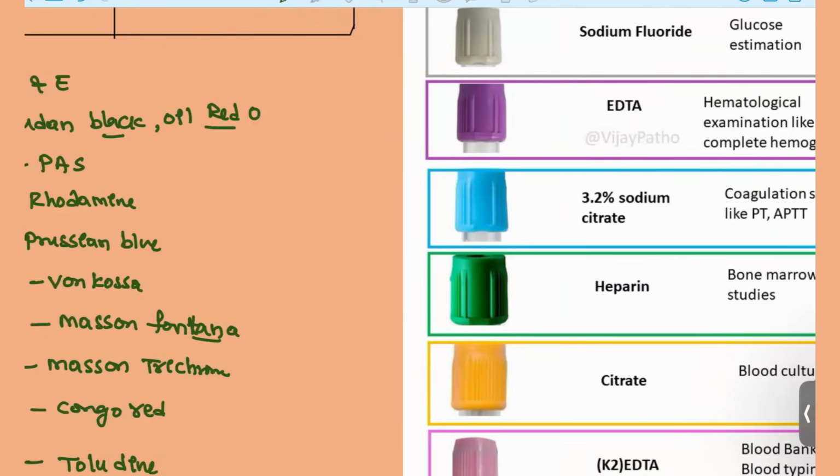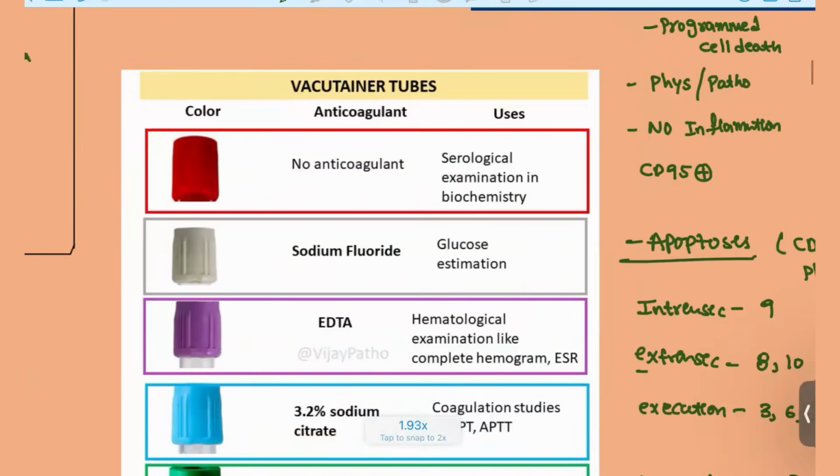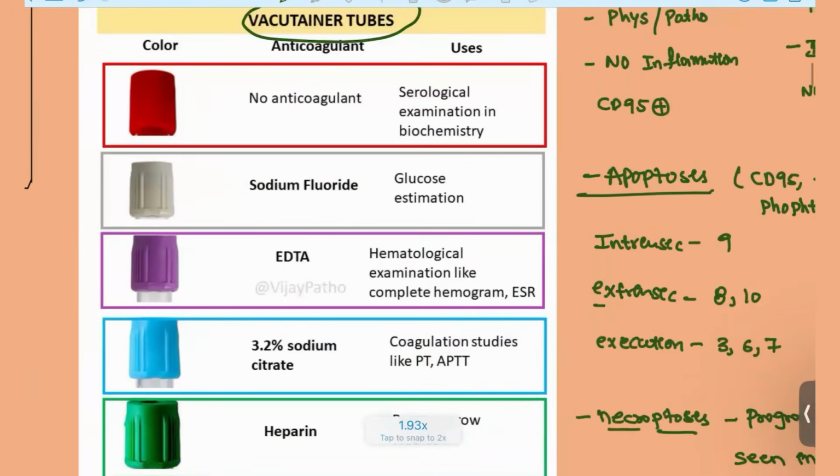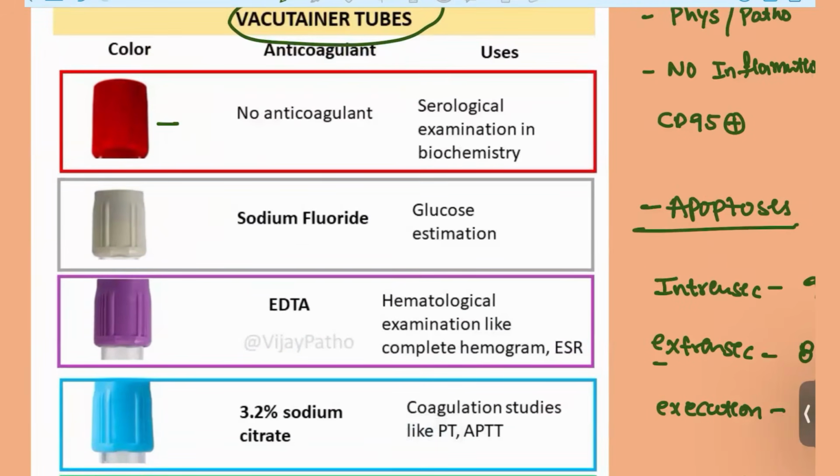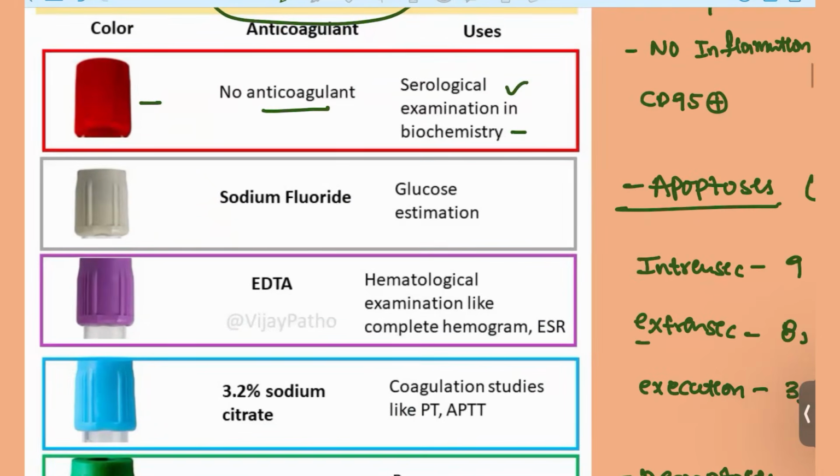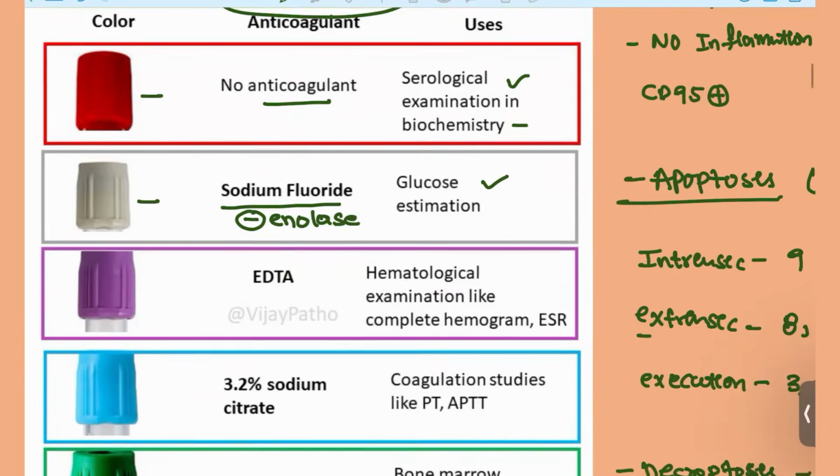Another miscellaneous and important topic, vacutainer tubes. For the red color, it does not contain any anticoagulant and is used for serological examination and biochemistry, for example serum electrolytes, liver and kidney tests. All that we are going to carry in the red tube. Next, the gray color tube contains sodium fluoride, important for glucose because it inhibits enolase.